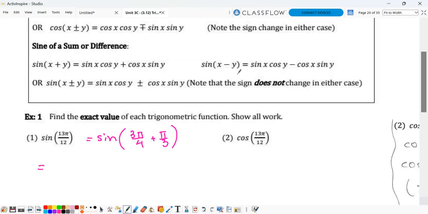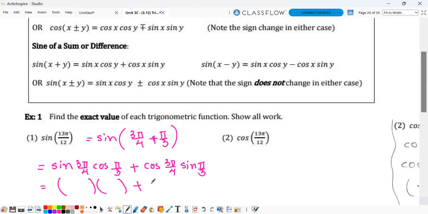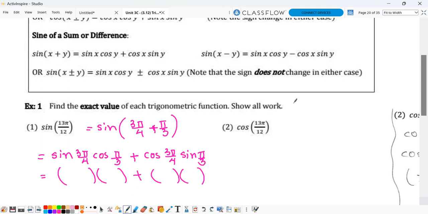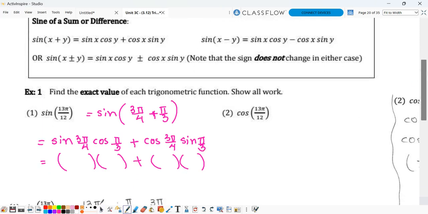So let's use the formula. The formula is sine 3 pi over 4 cosine pi over 3. Remember, sine gets the same sign, so plus cosine 3 pi over 4 sine pi over 3. You must know unit circle values. Keep those parentheses and you have to get all these values from the unit circle. So you have to know second quadrant, who is positive, first quadrant, everybody's positive.